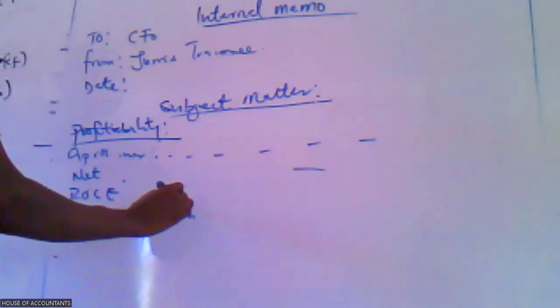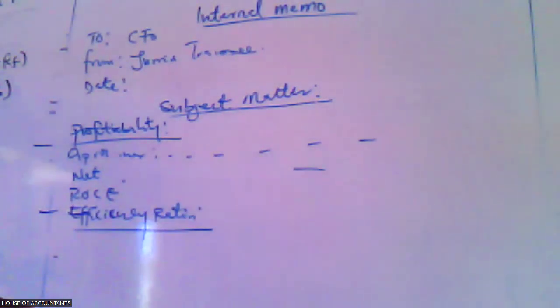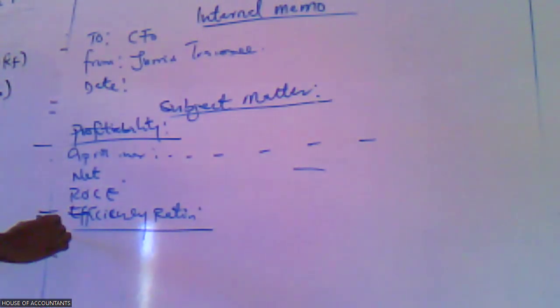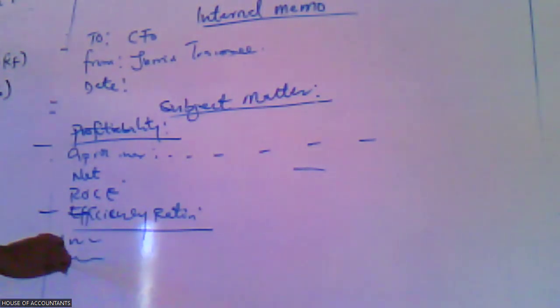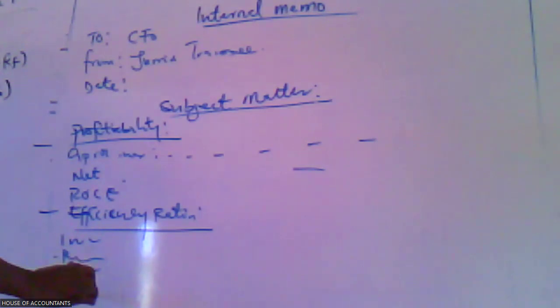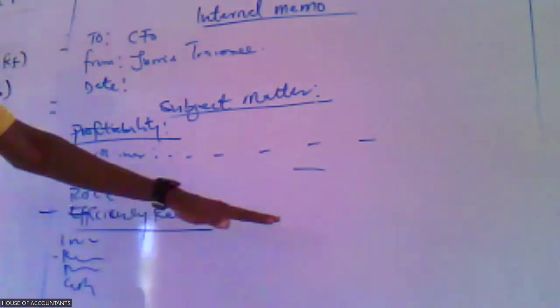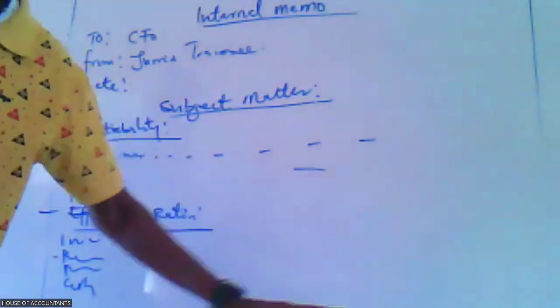Efficiency ratio. You also underline it as another paragraph. This one will form one paragraph. This one will form another paragraph. Then what are the ratios you calculated under efficiency? You calculate inventory period, receivable period, payable, and cash. Do you understand? You also talk about it one by one, what you know, what you can say.